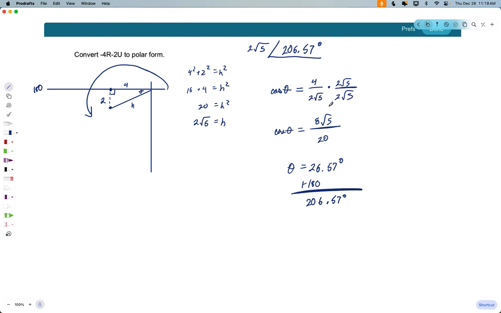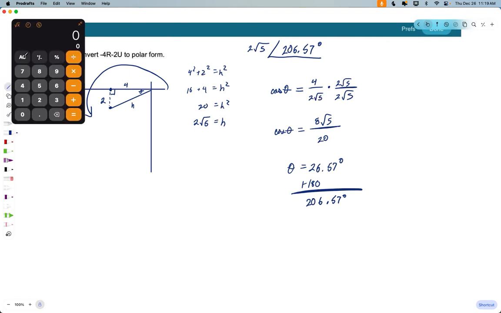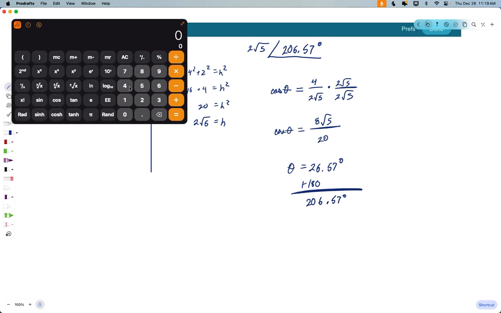So remember your rules of square roots, radicals, fractions, and how we can get rid of them. We could have solved it this way as well. Let me show you on the calculator right quick. We could have said 4 divided by, especially if you have a scientific calculator with parentheses, 5 square root times 2, close parentheses, equals. And then we would have done the inverse cosine, which would have given us the exact same number.